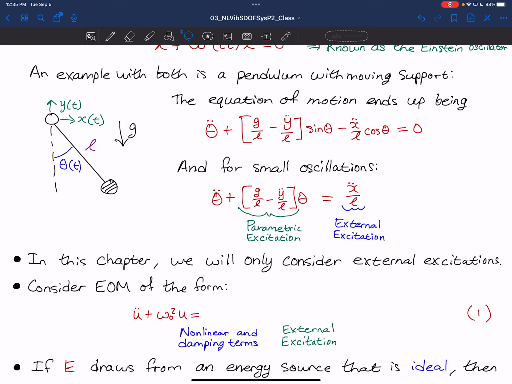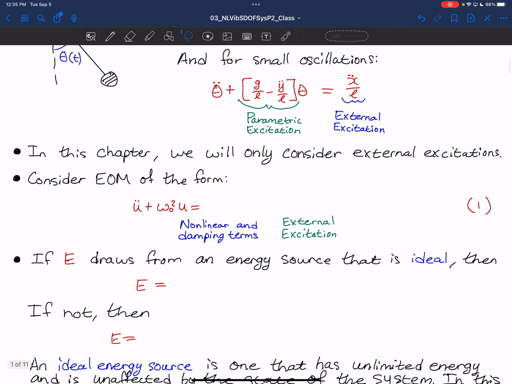There's a whole bunch of theory you can do in terms of studying stabilities and resonances with parametric excitations. Particularly, you study what's known as Floquet theory. In this chapter, we're only going to look at external excitations, and we probably won't do parametric excitation in this class. We just won't have the time.